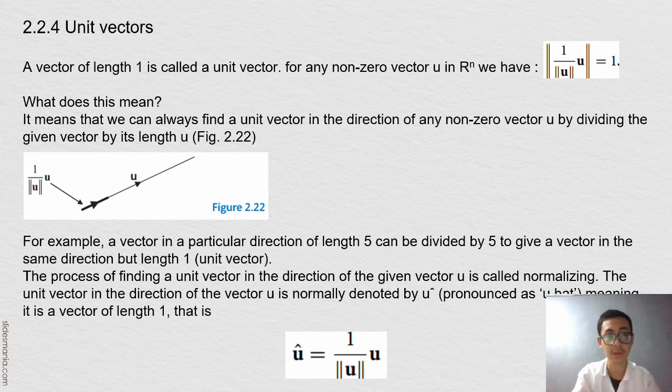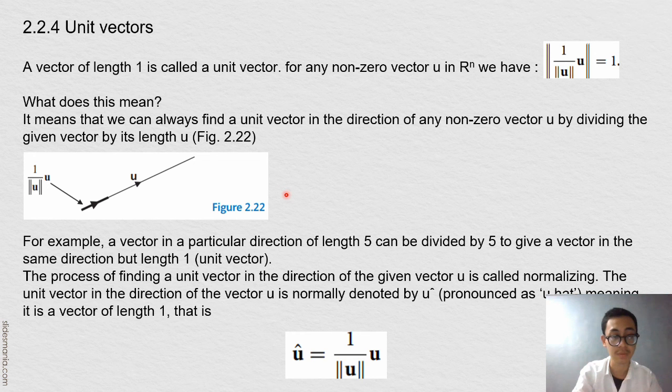Unit vector. A vector of length 1 is called a unit vector. For any non-zero vector u in R n, we have this one. What does this mean? It means that we can always find a unit vector in the direction of any non-zero vector u by dividing the given vector by its length. For example, a vector in a particular direction of length 5 can be divided by 5 to give a vector in the same direction but of length 1, a unit vector.